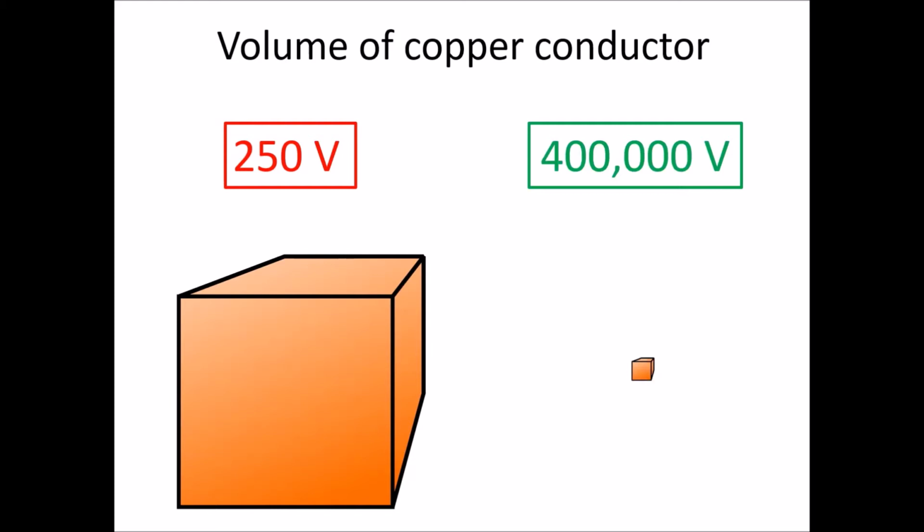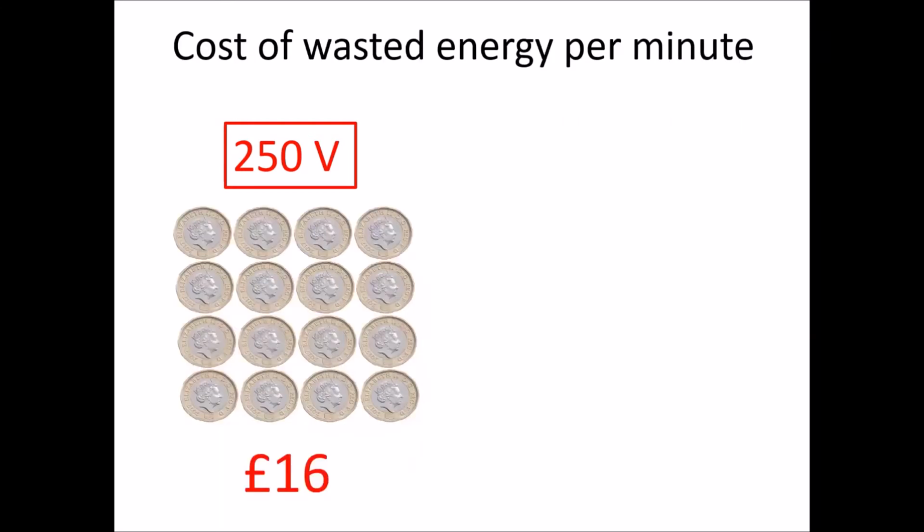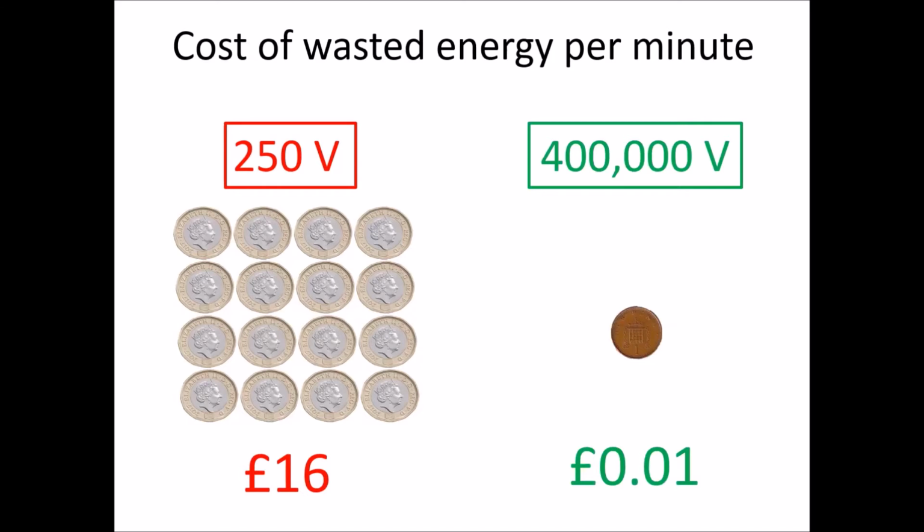If we look at the cost of the wasted energy, because of course the wires do get warm and they radiate some power, and the birds sit on the transmission line and get their feet warmed. But if we look at the cost of wasted energy per minute, if we were at 250 volts, it comes out at £16. If we do it at 400,000 volts, it comes out at a penny. So it's pretty obvious why, with AC, we can transmit at high voltage, which brings massive benefits.